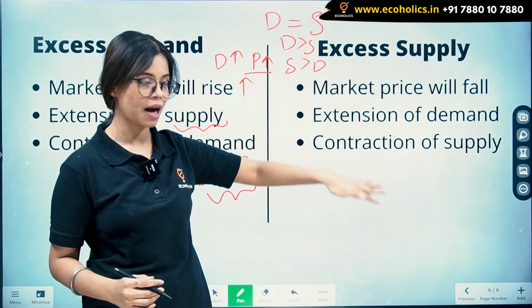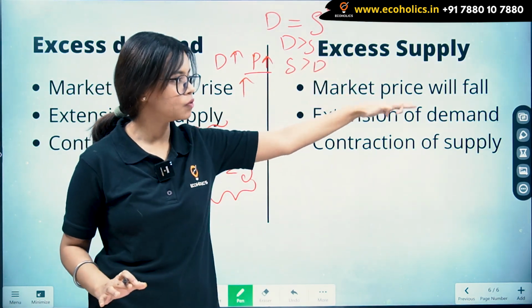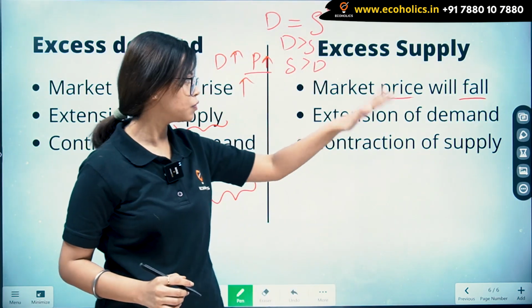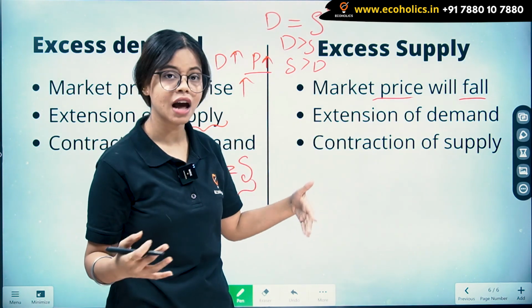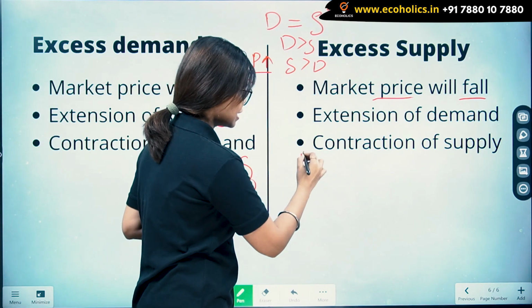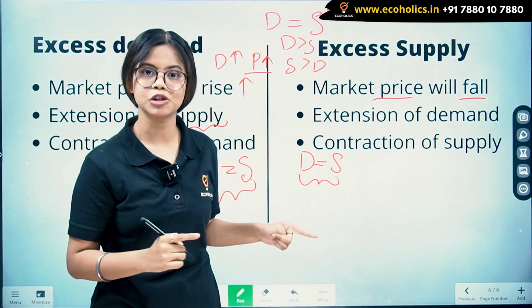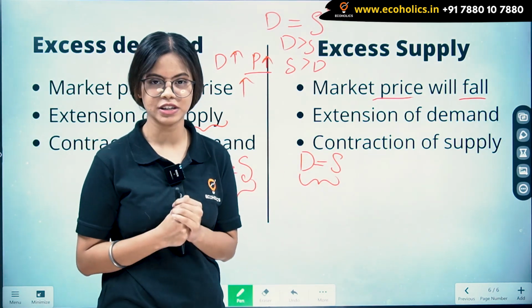So what basically happens when there is excess supply in the market? The market price will fall. Here the price is falling. There is extension of demand, and then again what happens? There is contraction of supply, and again this extension and contraction lead to a situation where your demand equals supply, and this is where your equilibrium price and equilibrium quantity is.